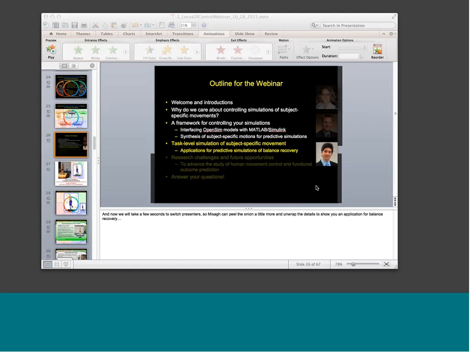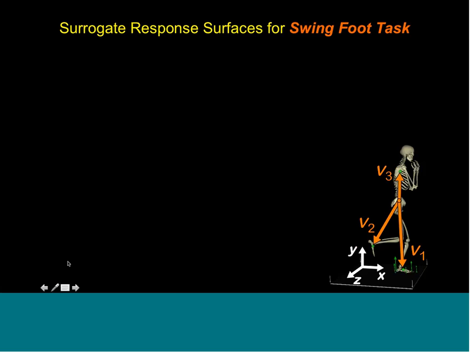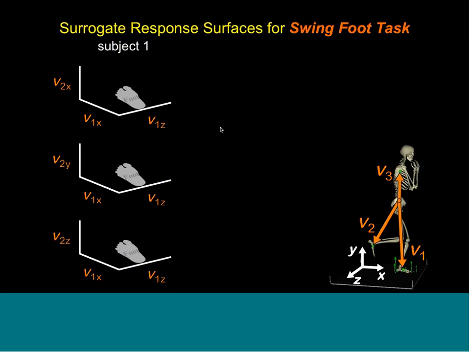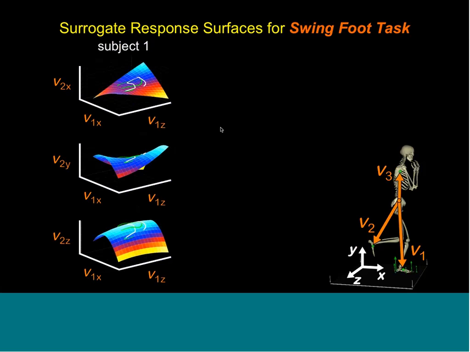Jumping into some of the results, as you can see here, I want to show some of these surrogate response surfaces that we had. Here I only showed one of the secondary tasks, which is the swing leg for one of the subjects, and you can create these plots of these surrogate surfaces for each subject.